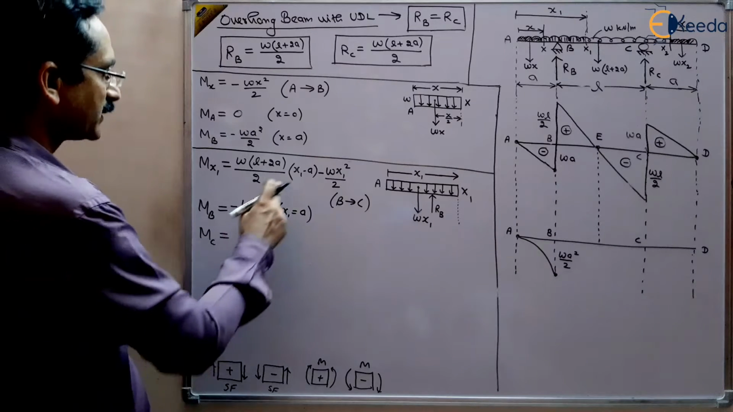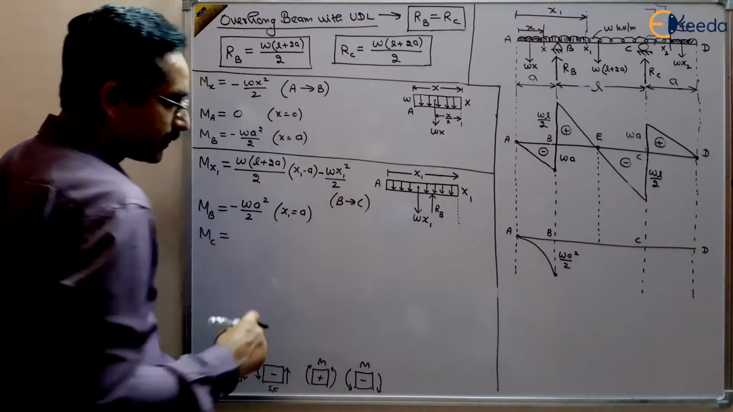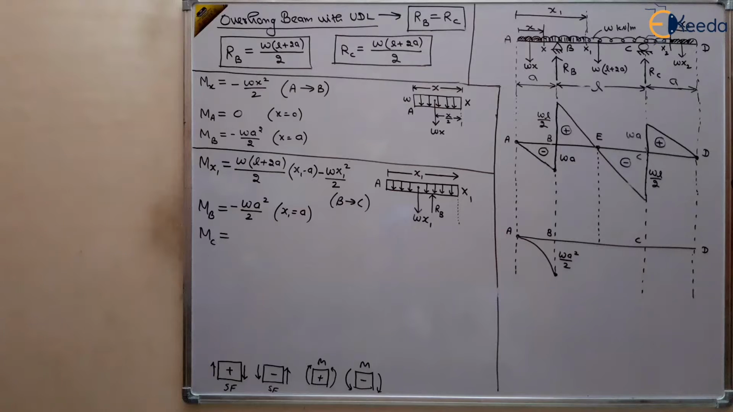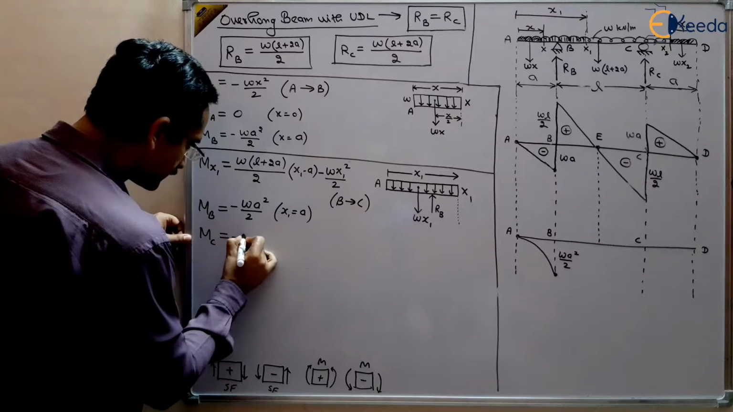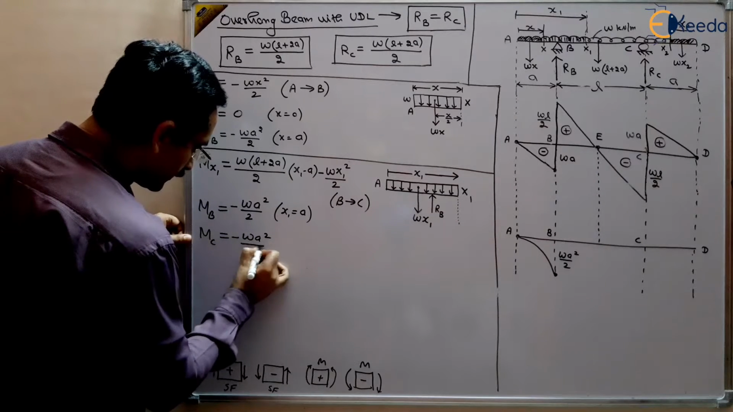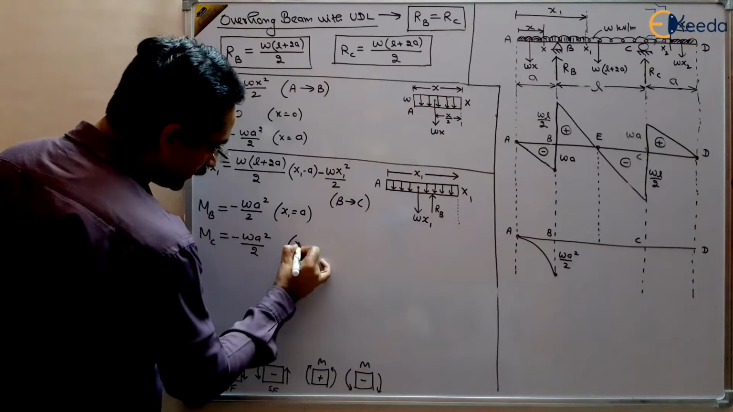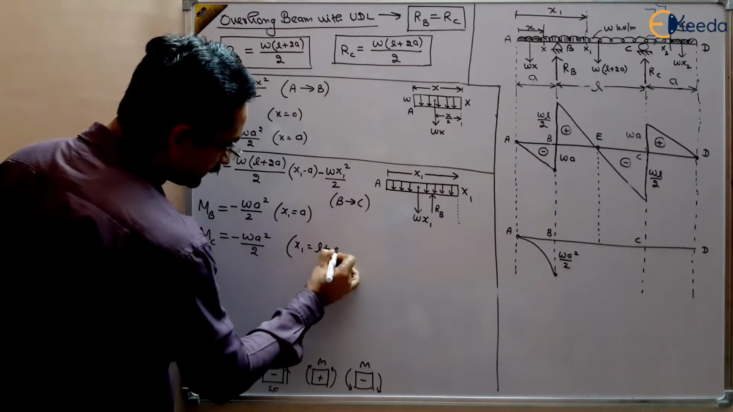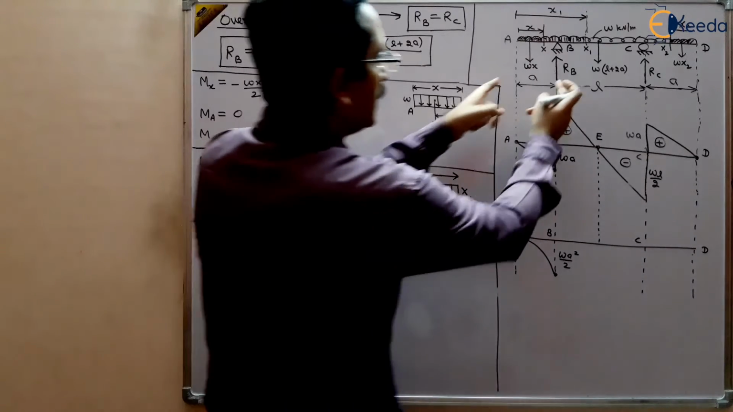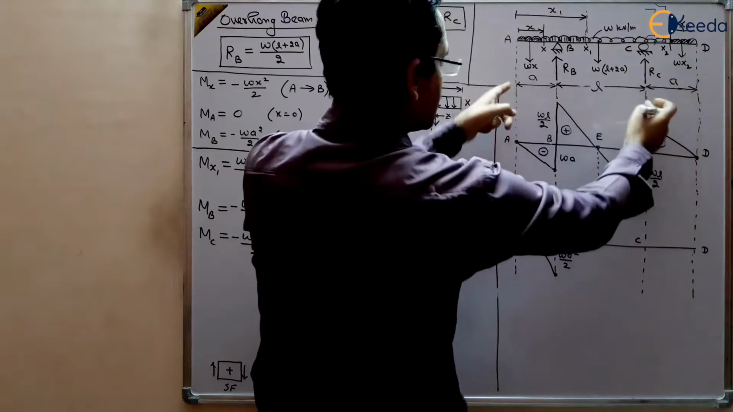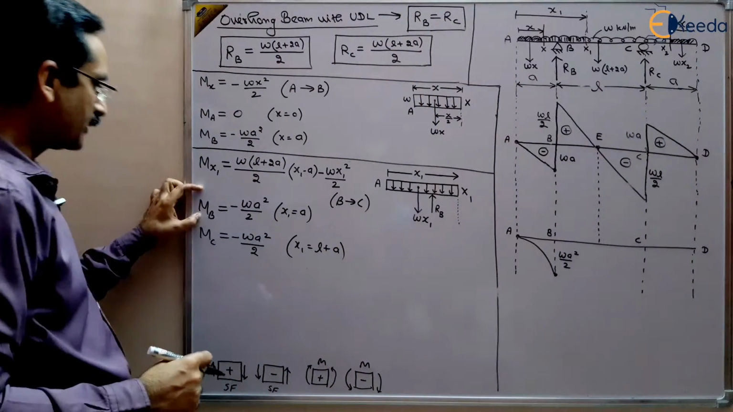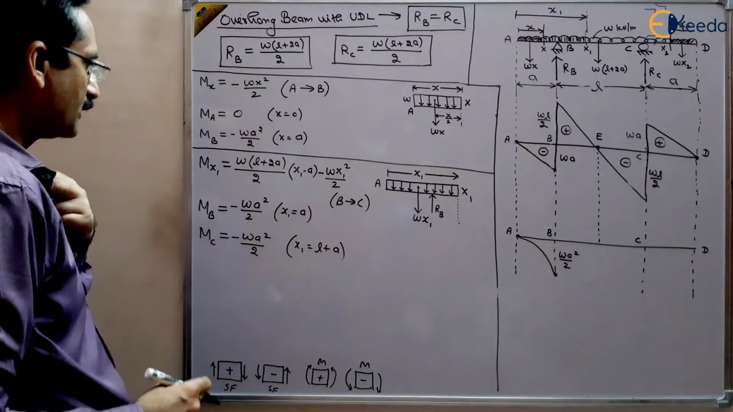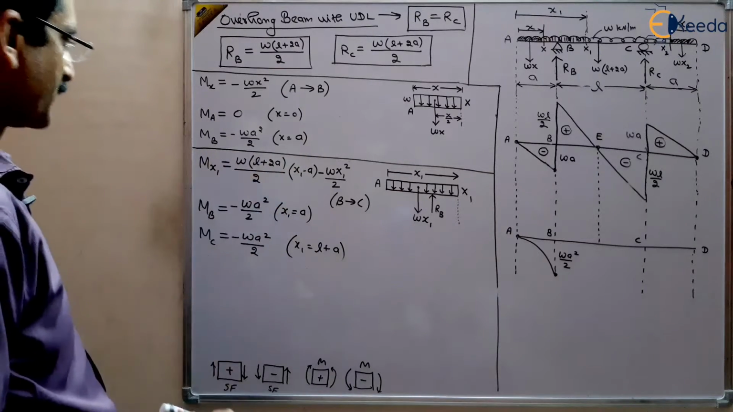Put x1 is equal to L plus A here, and by putting x1 is equal to L plus A, you will get the same value, minus w a square by 2, when you are putting x1 is equal to L plus A. This A plus L is the distance. So you have found out MB, you have found out MC using this equation, right?